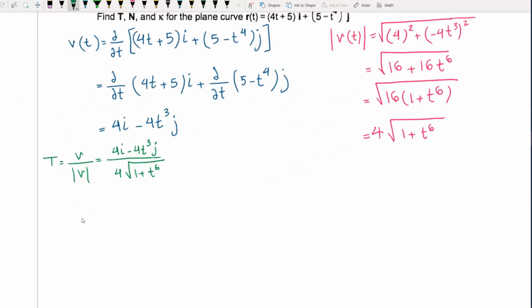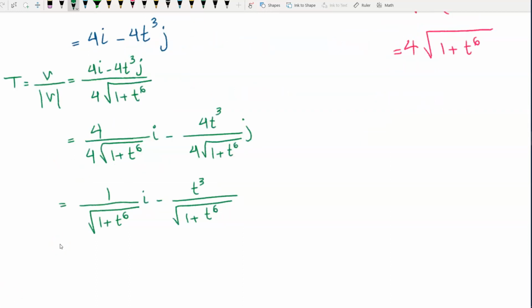Now T is equal to v over the length of v, so that is equal to 4i minus 4t cubed times j, divided by 4 times the square root of 1 plus t to the 6th power. This is equal to 4 divided by 4 times the square root of 1 plus t to the 6th power, times i, minus 4t cubed over 4 times the square root of 1 plus t to the 6th power, times j. And this is equal to 1 over the square root of 1 plus t to the 6th power times i, minus t cubed over the square root of 1 plus t to the 6th power times j. So this is the unit tangent vector T.